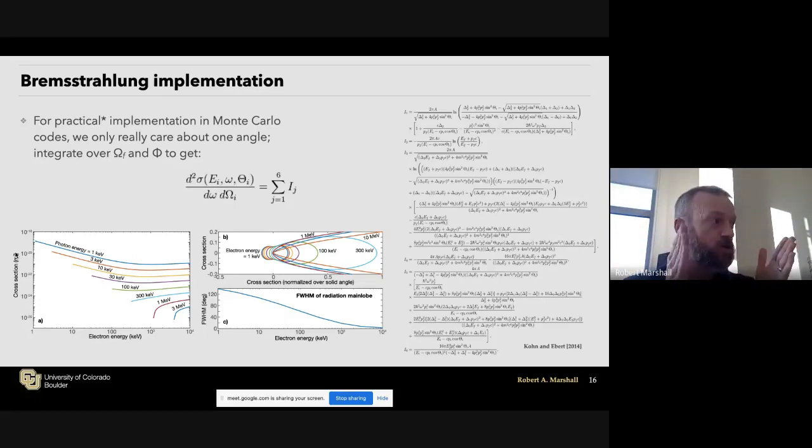That means that an electron coming down the magnetic field line in a straight line, a very high energy electron, if it produces high energy photons, they will continue in the same direction as the electron.